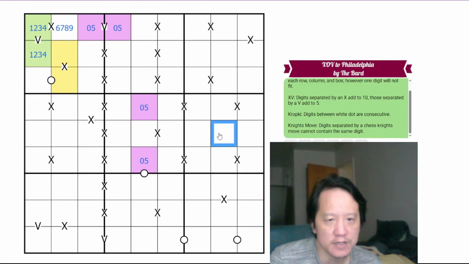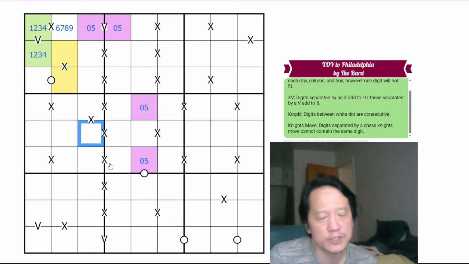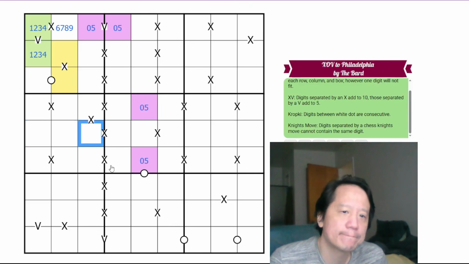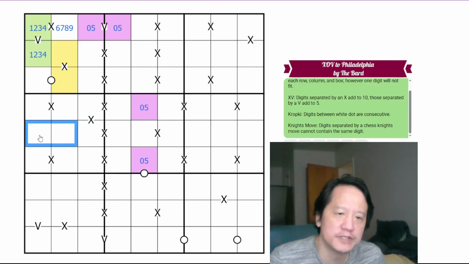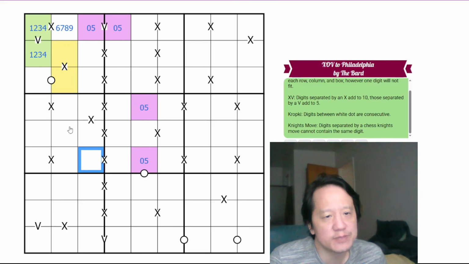So one of these then has to be 0 through 5. And the same thing here. The other 0 through 5 has to be here. So we don't know which one is which. So these add up to 10. These add up to 10, these add up to 10, these add up to 10. This must add up to 10 with one of these 2 digits. So this digit has to be one of these here.